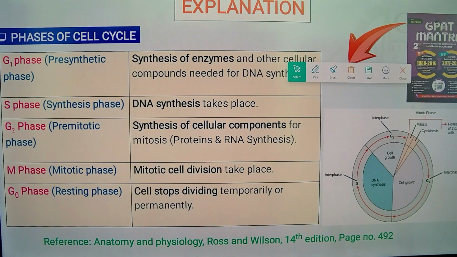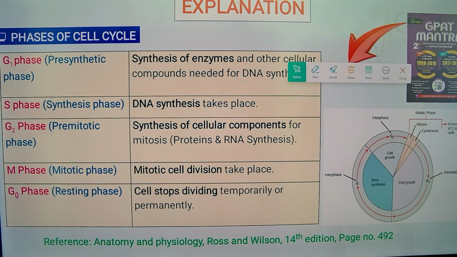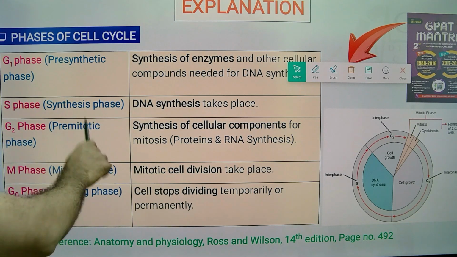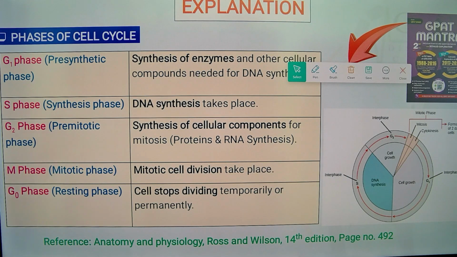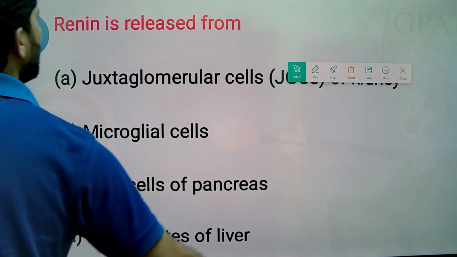So what are the phases: G1 phase, S phase, G2 phase, M phase, G0. G0 is the resting phase, there is no cell division, but in cancer cells there is cell division. M phase is the mitotic phase, the cell division phase. G2 phase is pre-mitotic. S phase is synthesis, that is DNA synthesis. G1 is the pre-synthetic phase, a preparatory phase for the S phase. In the S phase, there is DNA synthesis.